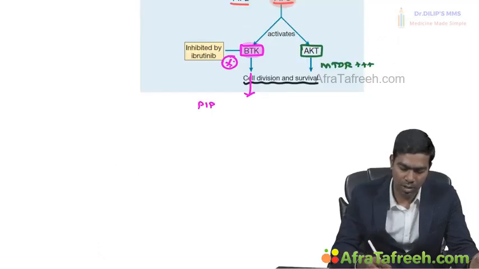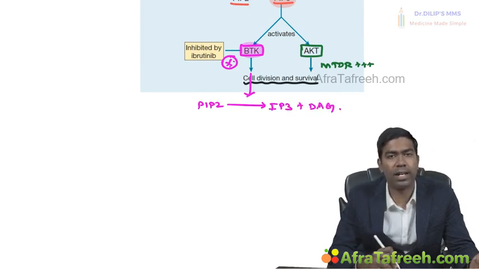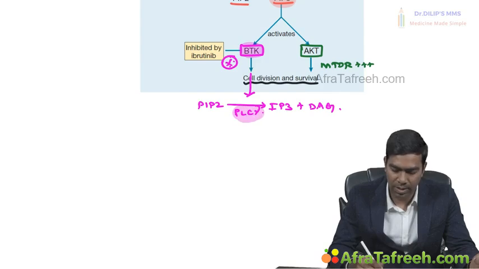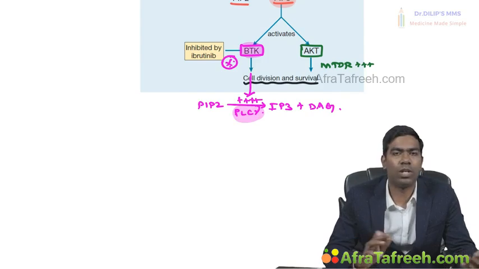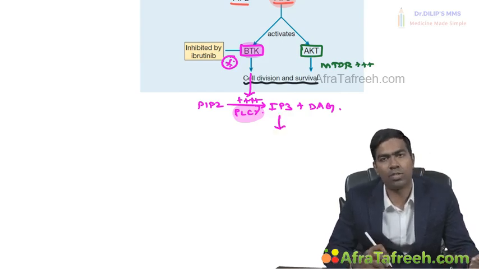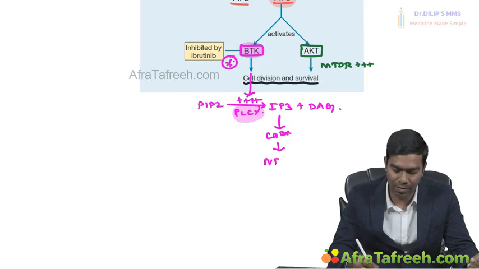convert PIP2 to IP3 and DAG, inositol triphosphate and diacylglycerol, through activation of an enzyme called phospholipase C. So this Bruton's tyrosine kinase is going to activate this phospholipase C, which is going to mediate the conversion of PIP2 to inositol triphosphate, IP3, and diacylglycerol. This IP3 acts through calcium influx and calcium dependent activation of another pathway called the NF-kappa B pathway.